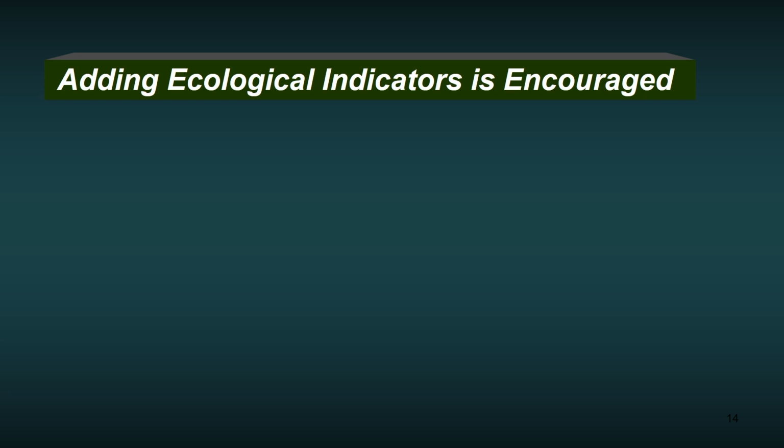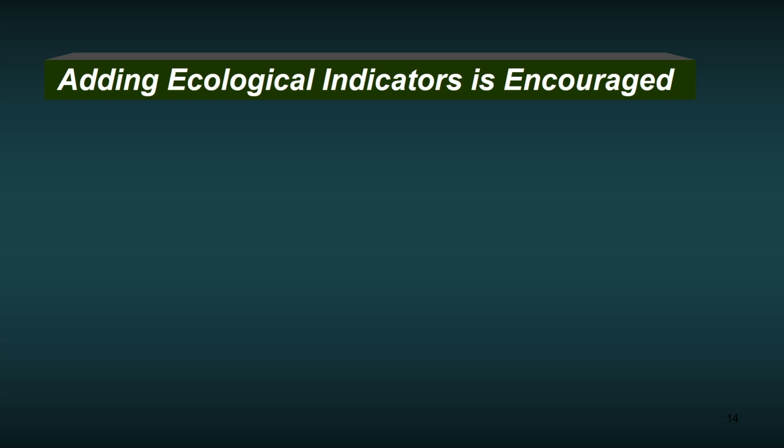Users should not feel limited to the indicator selection already in the tool. Adding more ecological indicators is encouraged where quality data exist. RPS indicators are limited to metrics that could be calculated nationally, so in any given state or locality, highly relevant additional data are likely available.